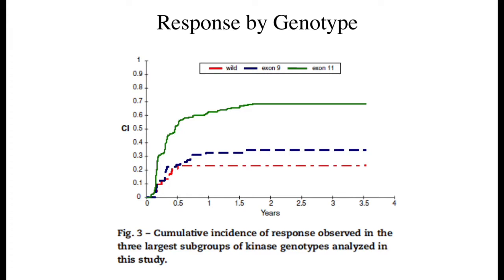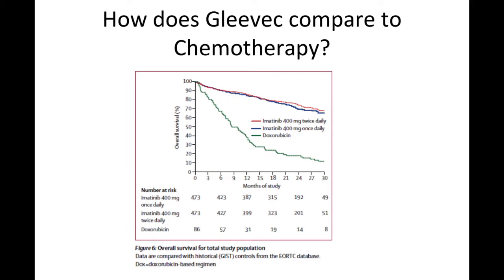If you have exon 11, your response rate is somewhere around 70%. If you have exon 9, that's the blue bar, it's about 30%. Wild type is about 20%. And probably the wild type patients that are responding probably have, quote unquote, wild type, probably have PDGFR mutations in this study. So I know I talked a little bit about why chemo is not effective.